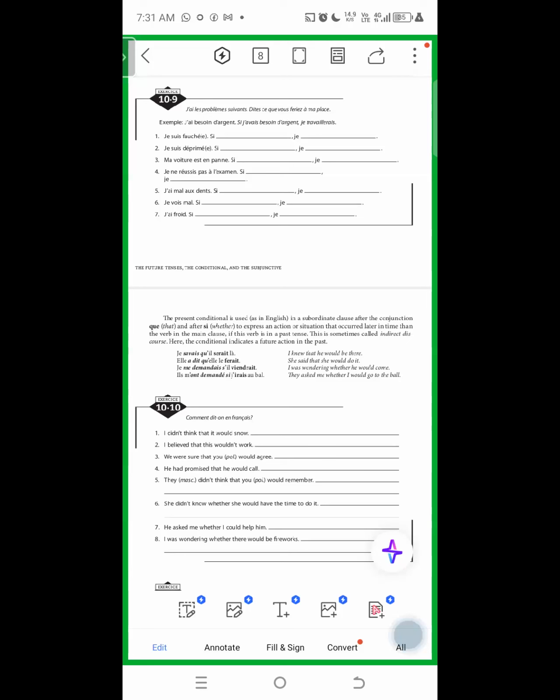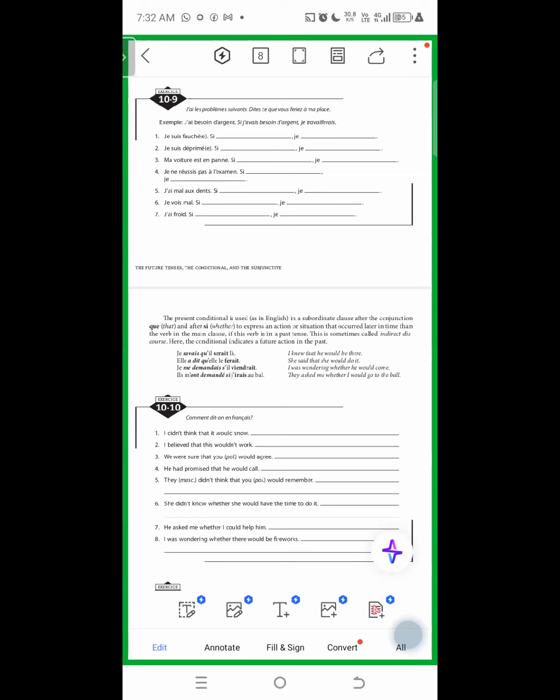The present conditional is used, as in English, in a subordinate clause after the conjunction que, "that," and after si, "whether," to express an action or situation that occurred later in time than the verb in the main clause, if this verb is in a past tense. This is sometimes called indirect discourse. Here the conditional indicates actual direct action, not past. We're not touching that one yet. We're going to get there towards the end of our learning of the verb.